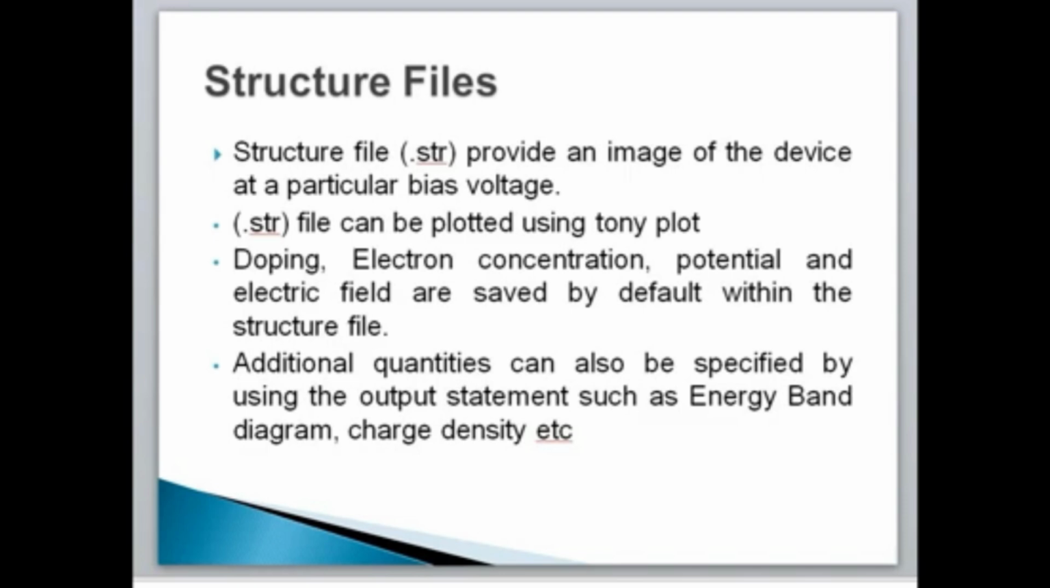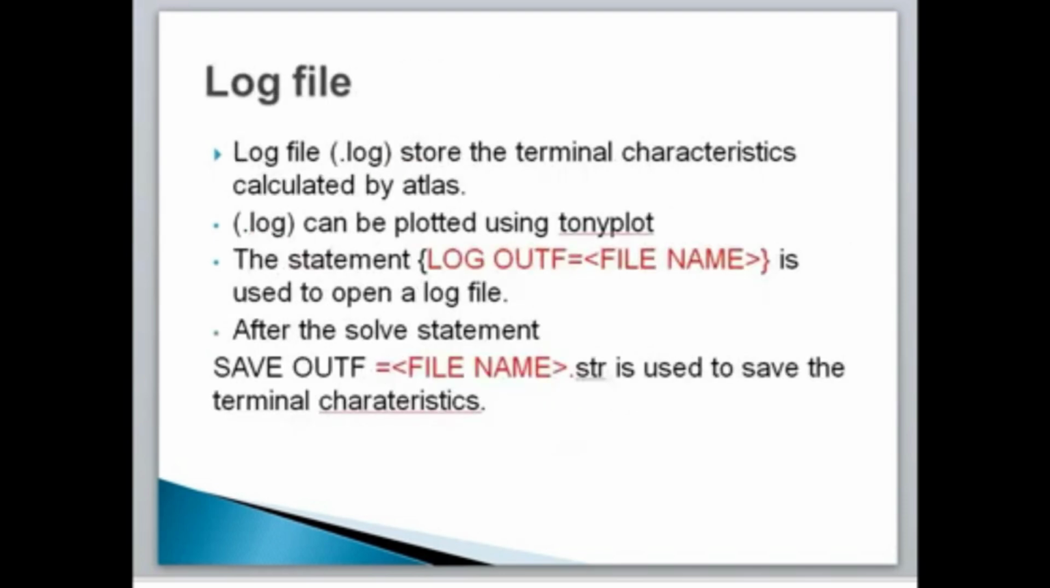In the next slide, we will talk about the log file. The log file stores the terminal characteristics calculated by Atlas. These are currents and voltages at electrodes in DC simulation. In transient simulation, the time is stored. In AC simulation, the small signal frequency, the conductance and capacitance are saved. The log file can be plotted using Tonyplot.